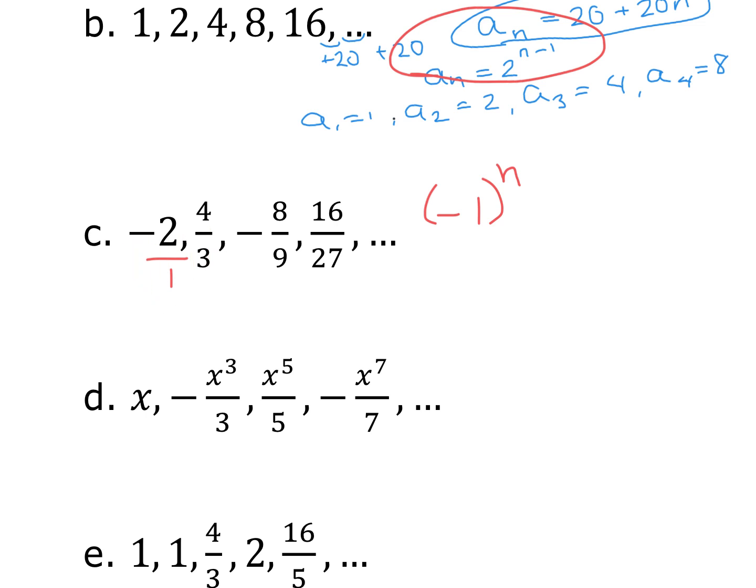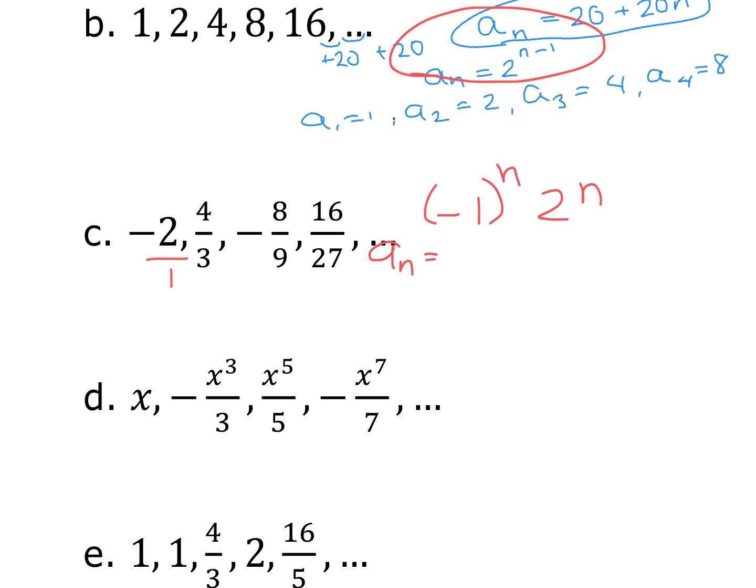Now, if I look at just the numerator, my numerator is 2, 4, 8, 16. Now, again, I'm not worrying about the alternating because I already took care of it. So my a sub n is going to be, so it looks like it's going up with 2 to the n. So if I put in 1, I get 2. If I put in 2, I get 4. If I put in 3, I get 8. If I put in 4, I get 16. So that seems to be okay.